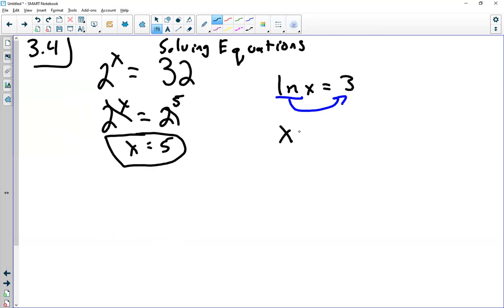Move this over here. Equals e to the 3rd. And then you have to type in e to the 3rd in your calculator to get the decimal, and then you would just do it.